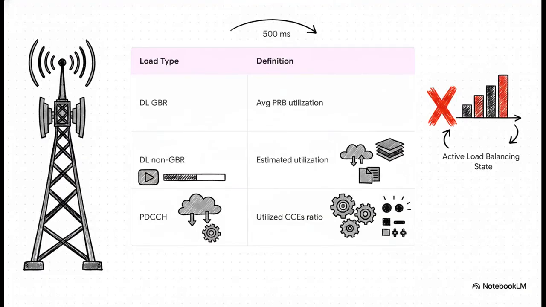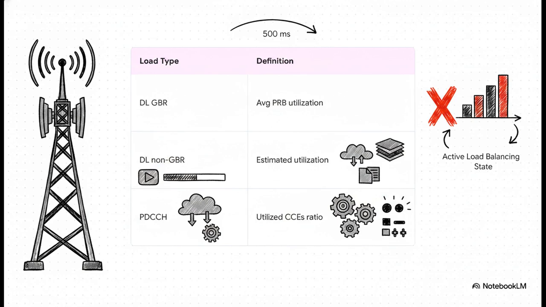Every 500 milliseconds, literally twice a second, the eNodeB, your cell tower, calculates 3 highly specific types of load. First up is the downlink guaranteed bitrate, or GBR load. This one tracks the heavy lifting, for things that absolutely need a steady connection, like a live video feed. Second, we have the downlink non-GBR load. This estimates the capacity for things like background downloads. And third is the PDCCH load, which essentially monitors the control channel's bandwidth, kind of like the administrative overhead.